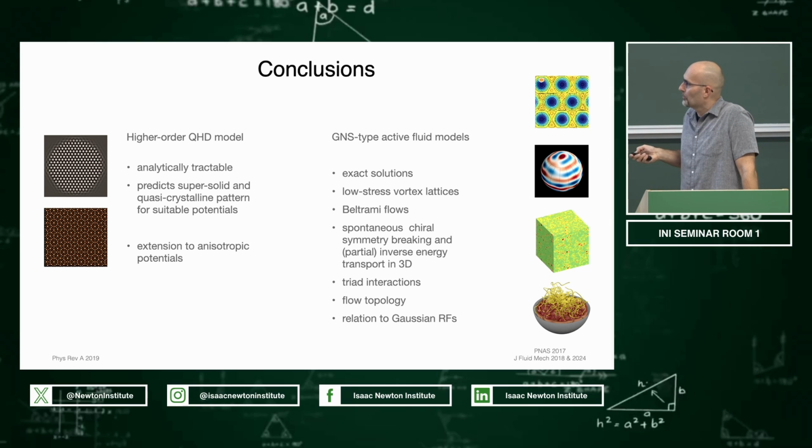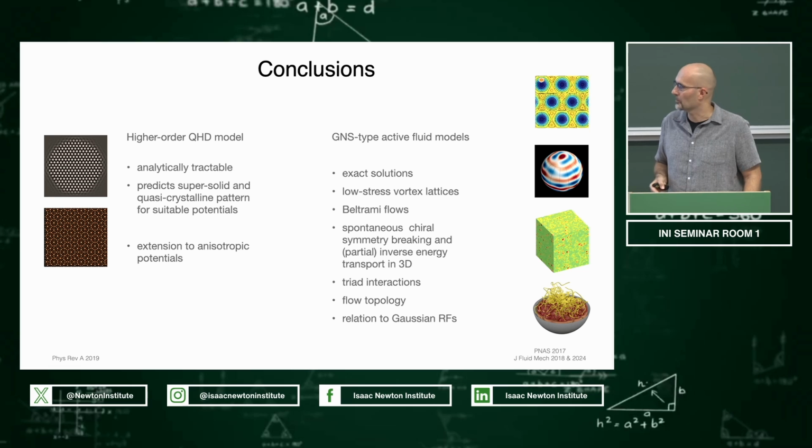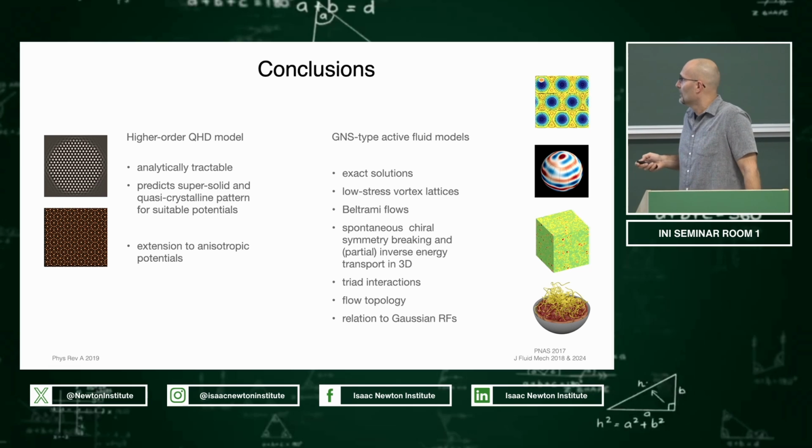An open problem that we haven't looked into, but could be quite interesting, is the extension to anisotropic potentials, and that's because the particles that you use in experiments typically have some polarity. So if you want to make closer connections with these experiments, you would want to look into these types of generalizations. On the generalized Navier-Stokes type active fluid model side, you also get exact solutions.